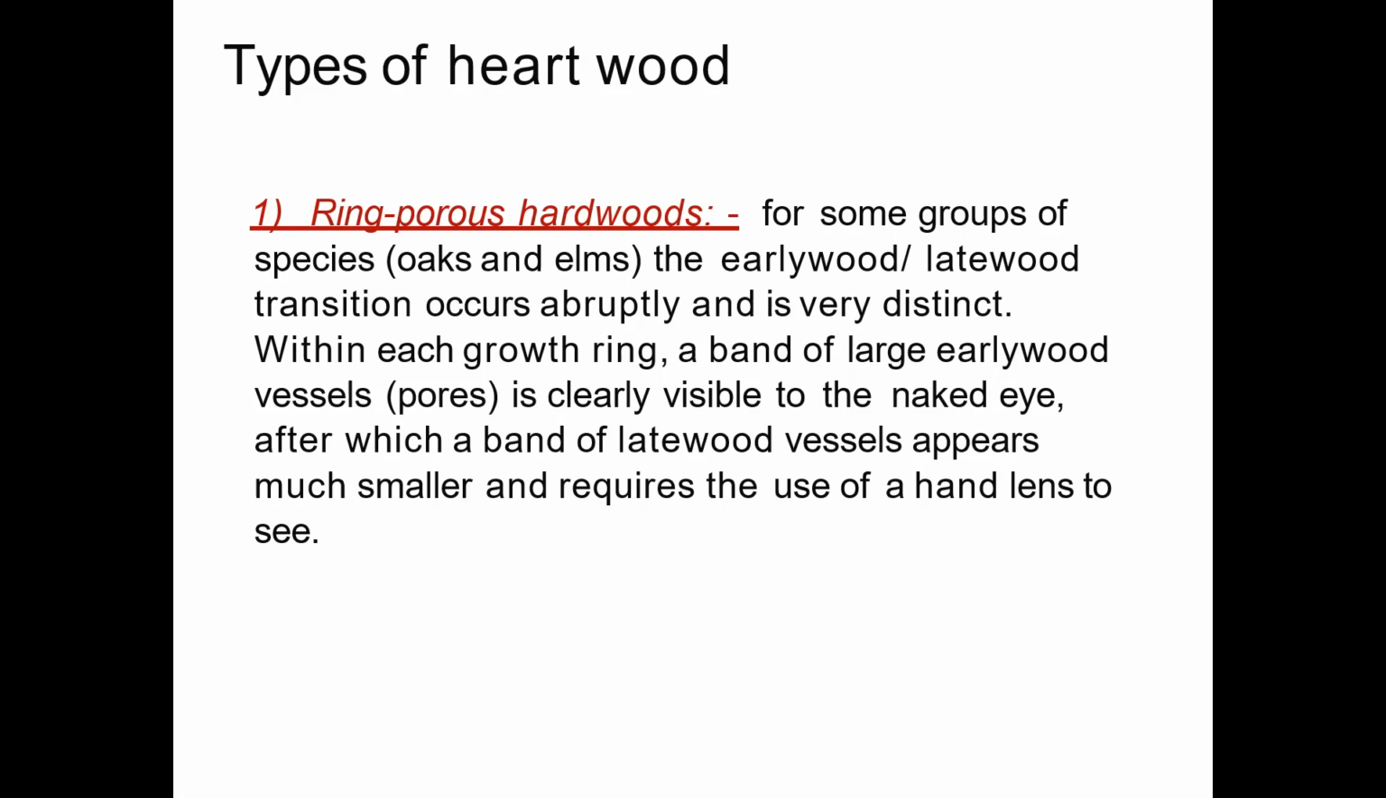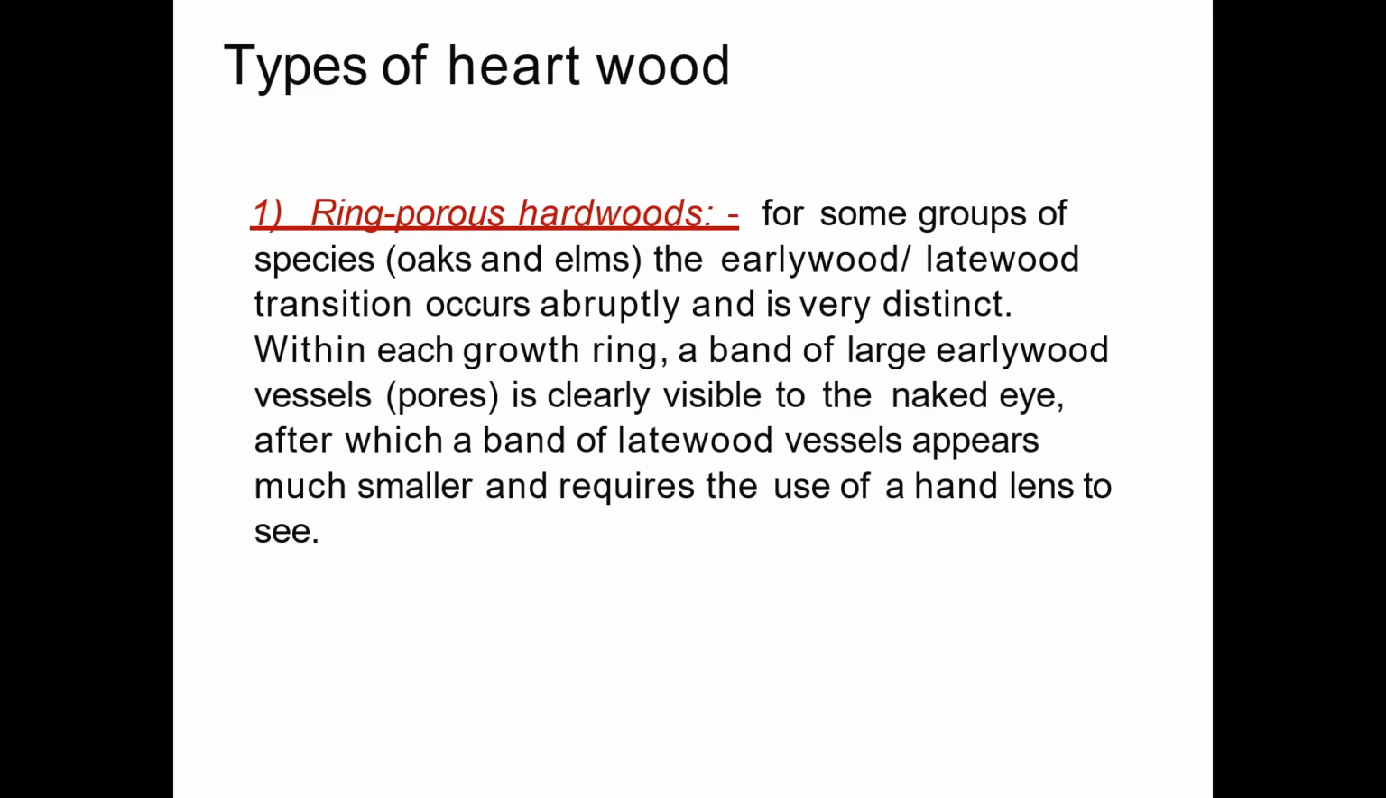In dicotyledons, generally the xylem contains vessels, so it is called porous wood. Whereas in gymnosperms, vessels are absent, hence the wood of the gymnosperms is called non-porous wood. Porous wood is generally called the hardwood, whereas non-porous wood is called the softwood. Here, pores are present, so it is a hardwood.